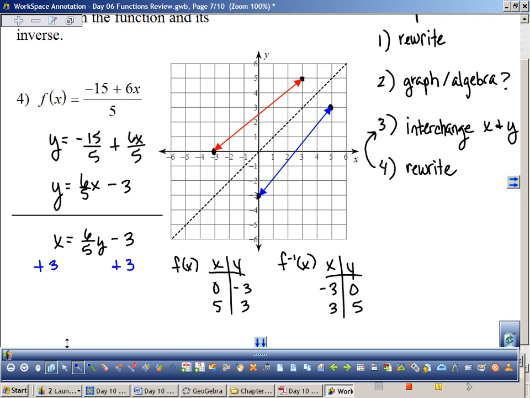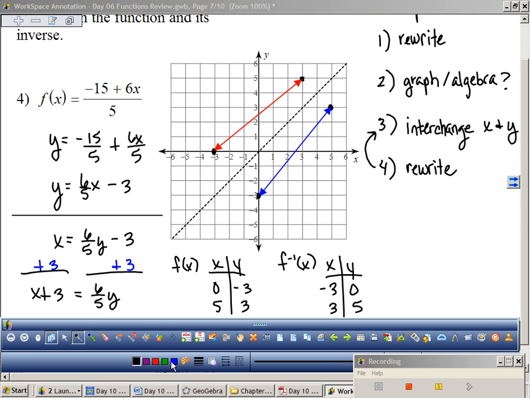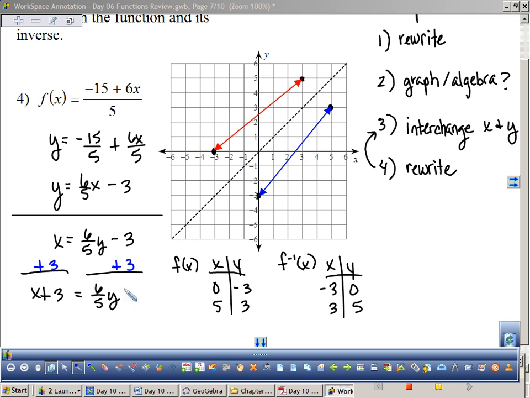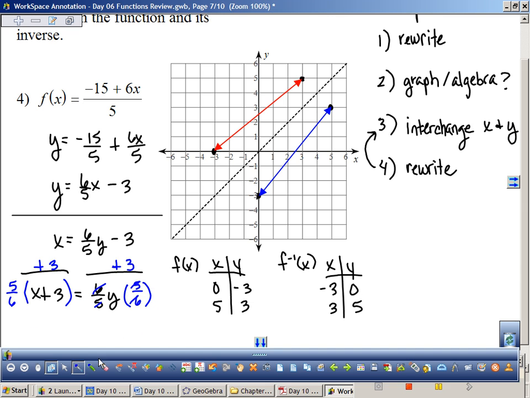Add 3 first. That gives me x plus 3 equals 6/5 y. What am I going to do with that 6/5? Not just multiply by 5. What would be even more efficient? Five over 6. Multiplying by 5 and then dividing by 6 gets you the exact same result. I just think this is a little faster. So that makes this cancel completely.